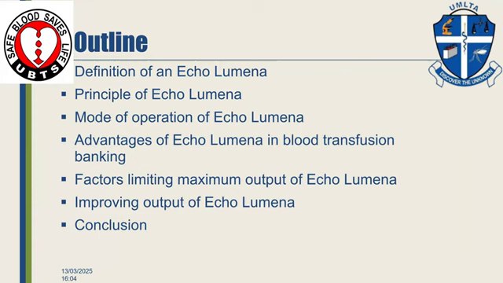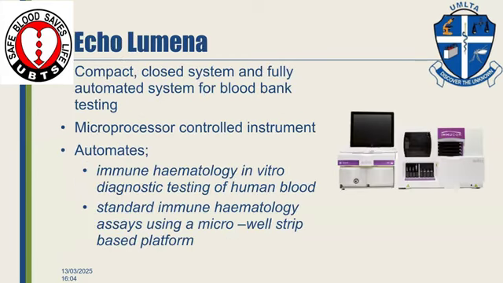What is the Columnar? This is a blood transfusion machine. It is a compact, closed and fully automated system for blood testing. It is a microprocessor controlled instrument for immunohematology in vitro diagnostic testing of human blood, running standard immunohematology assays using a micro well strip based platform. On the right, you can see the machine we are talking about. That is the e-Columnar machine we are using, which is placed in many of the government facilities.